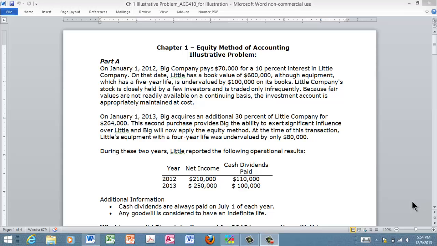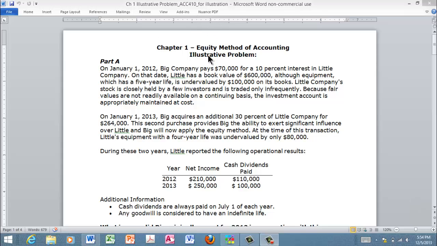And in this problem, we're going to buy some additional shares that throw that percentage into that range between 20 and 50% when we have to apply the equity method. And we'll also illustrate how you have to go back and retroactively show that when you're presenting comparative financial statements. And we'll have some fun doing that. So let's read through this problem.